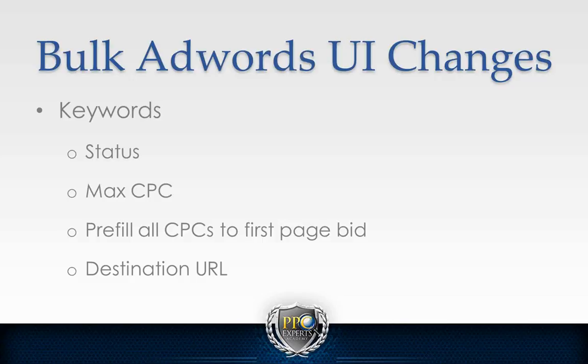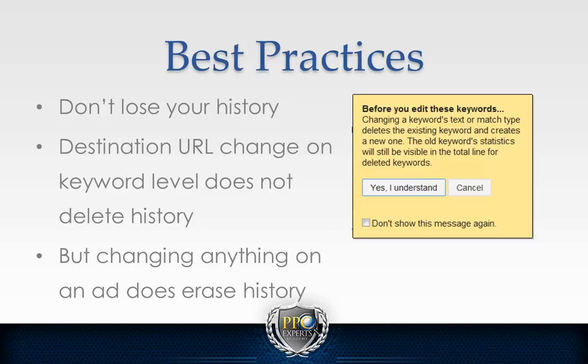You can just put in a bid of a penny, and then it's going to tell you, oh, we need to bid $1.25 or something, and you can easily pre-fill all the cost per clicks. And then destination URL. That's something else that you can change in bulk.